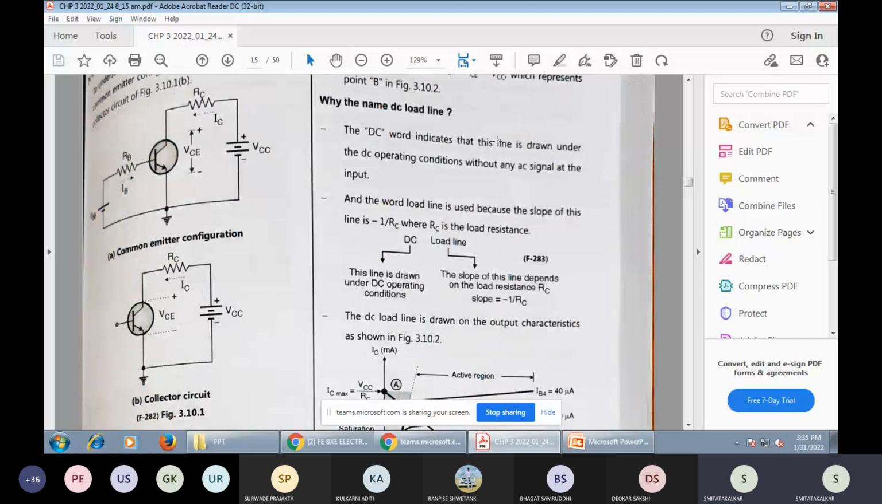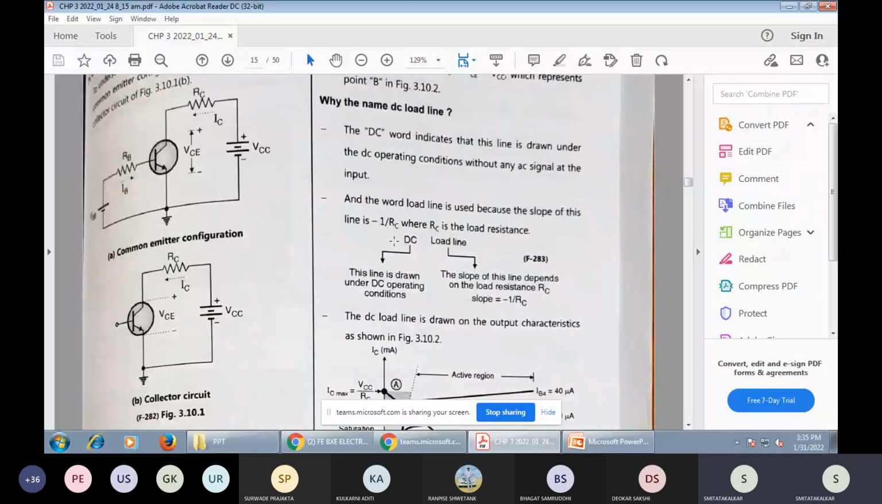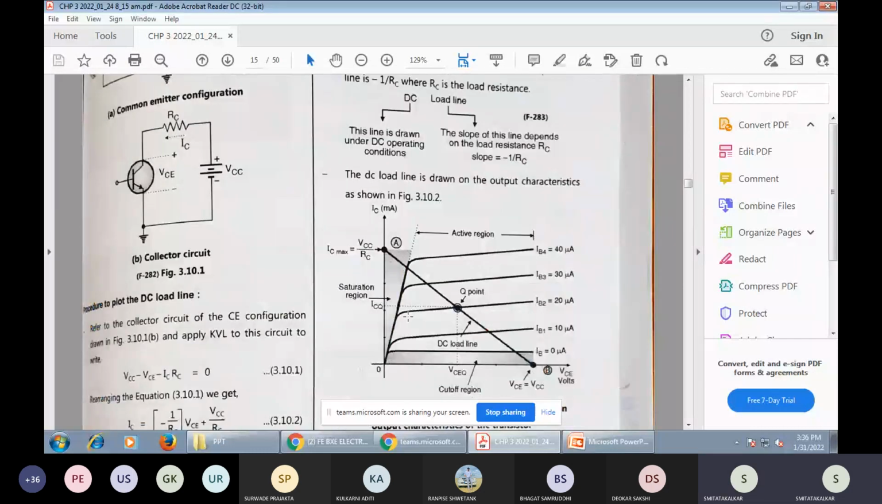DC word indicates the line. Which line? The straight line. Here you can find the equation y is equal to mx plus c. And this equation is the DC load line drawn under DC operating conditions. Direct current operating condition is the DC, and in the load line you can find the slope. But the slope is minus because of its biasing on the negative side or the negative supply. That's why here minus RC.